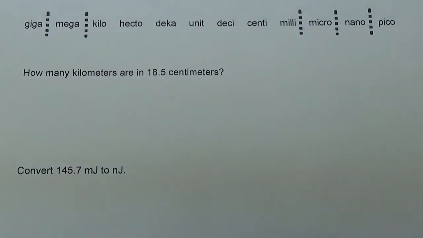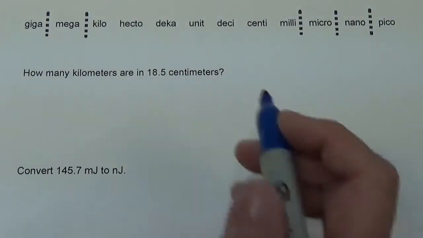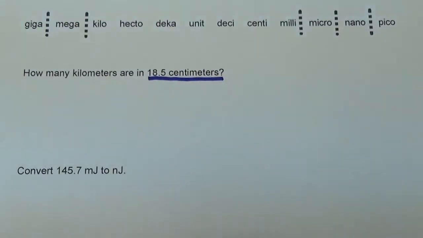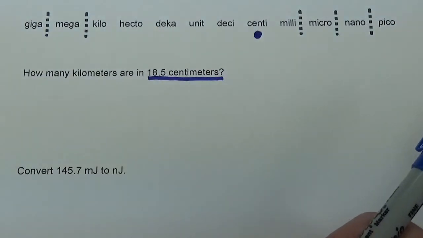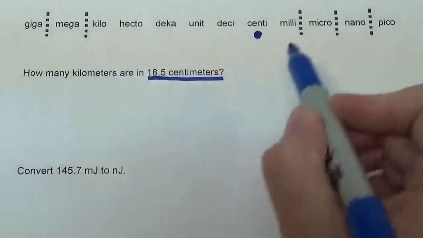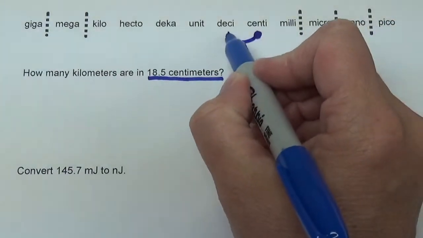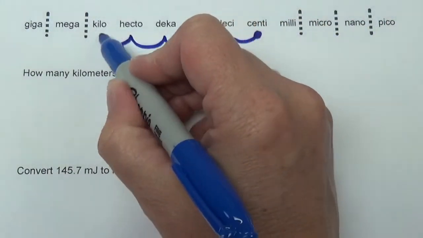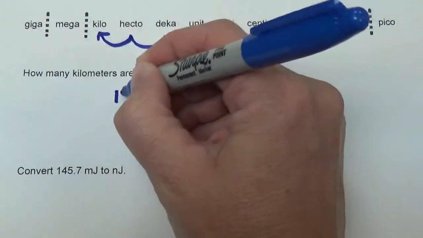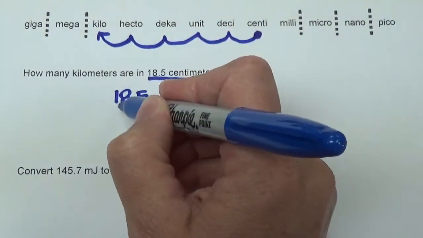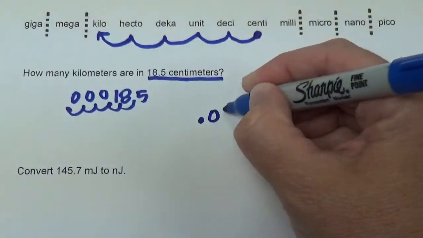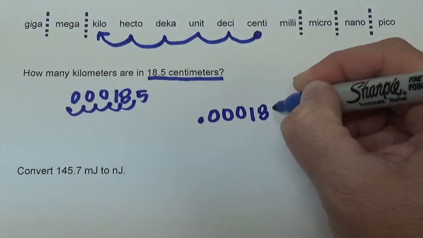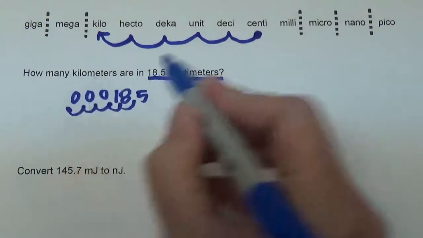All right, this one says, how many kilometers are in 18.5 centimeters? Our given value is with centimeters, so we're starting at the prefix centi. We want to go to kilometers, which is the prefix kilo, so we're going to be moving to the left. We move 1, 2, 3, 4, 5 places to the left. We begin with 18.5 and move 1, 2, 3, 4, 5, put our decimal down, and we end up with 0.000185, and our units are kilometers.